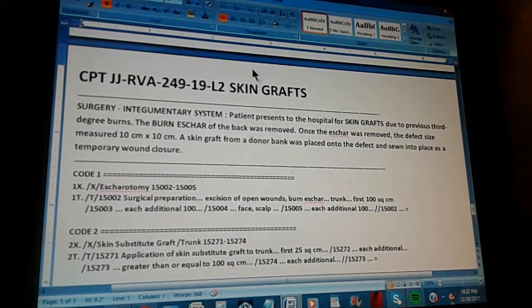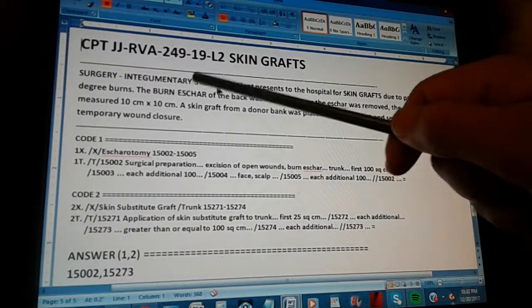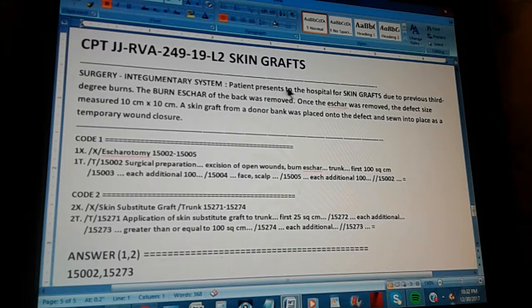Okay, this is the summary of the whole problem. CPT JJ-RVA-249-19-L2 skin grafts, and the text reads like this. It's a surgery in the integumentary system, the integumentary system meaning the skin. The patient presents to the hospital for skin grafts due to previous third-degree burns. The burn eschar of the back was removed. Once the eschar was removed, the defect size measured 10 centimeters by 10 centimeters. A skin graft from a donor bank was placed onto the defect and sewn into place as a temporary wound closure. Okay? Now there's two codes.